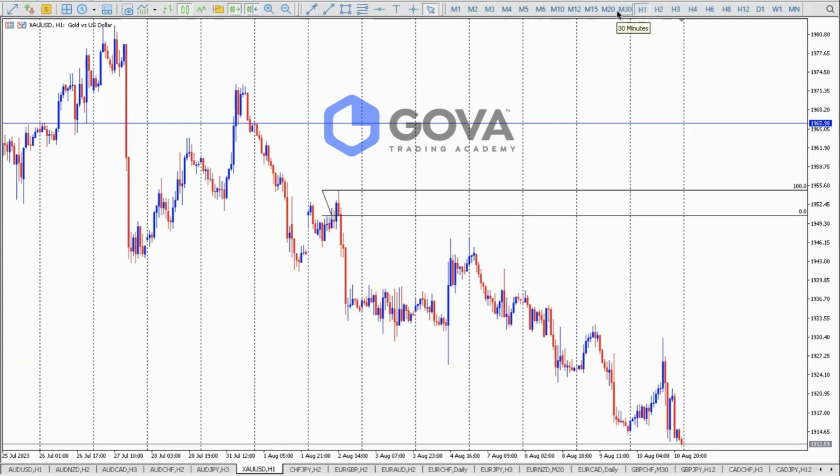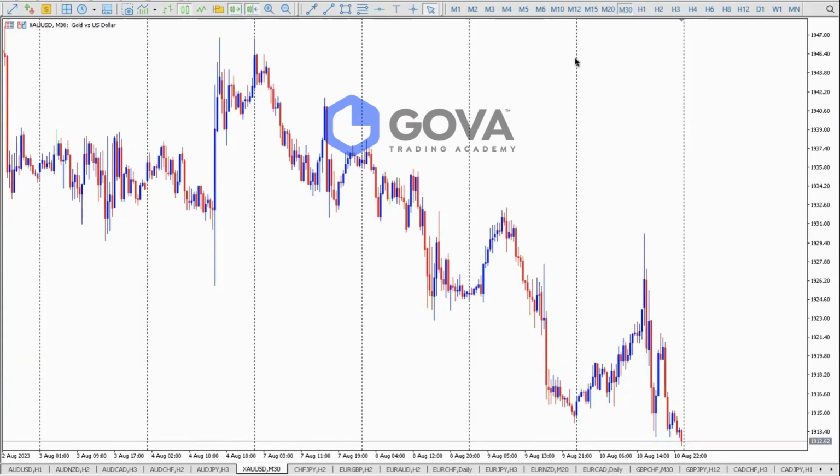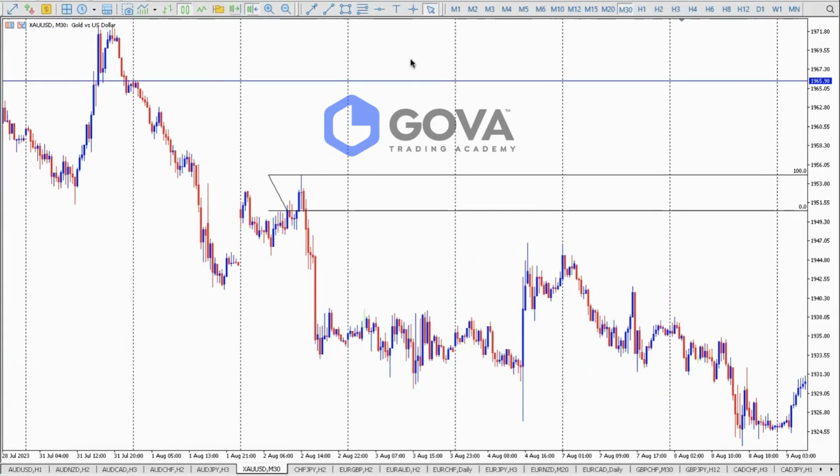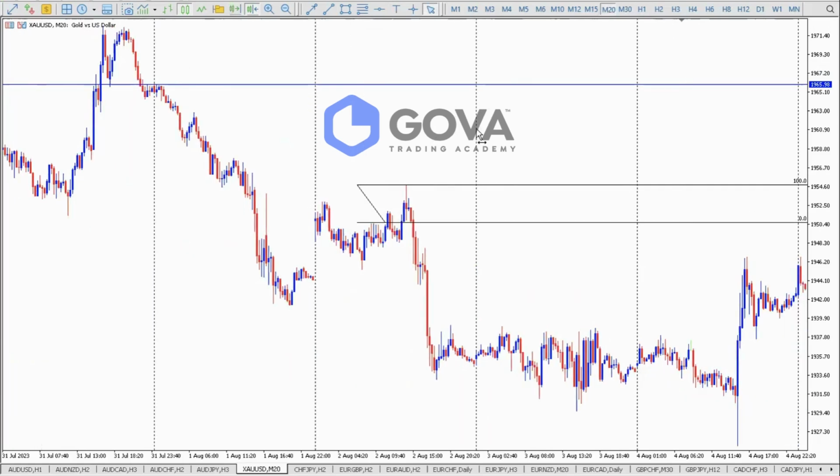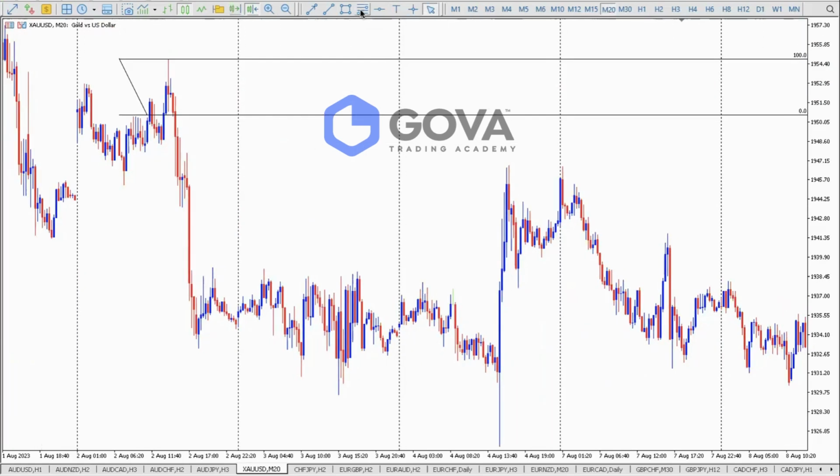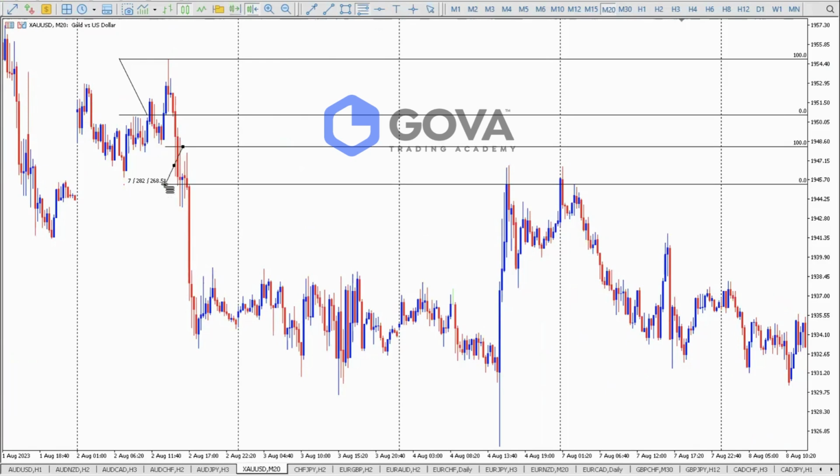For my second zone, I'm going to look at a lower time frame. I'm going to switch to a lower time frame to see if there's something happening in this area. Okay, let me see if something is happening there. So M30 to M20. You can see on M20, something is happening below, right?